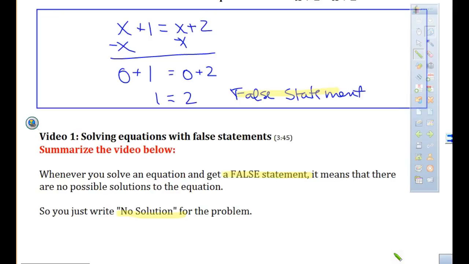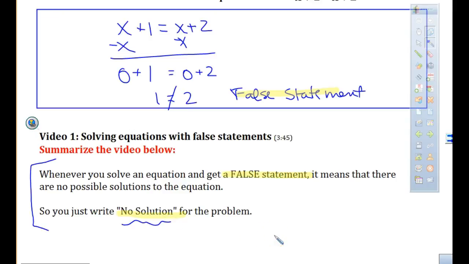So if we are looking at that, anytime you solve and get a false statement, because what we know up here is that 1 does not equal 2. That was a false statement. So the video was saying, if you get a false statement, it means our answer will be no solution.